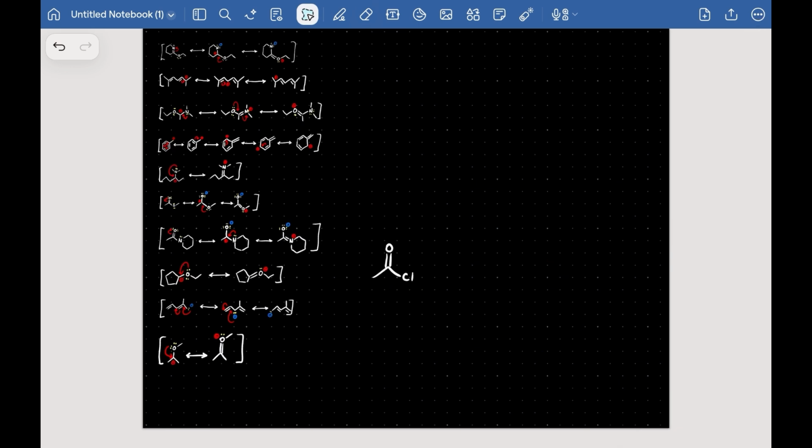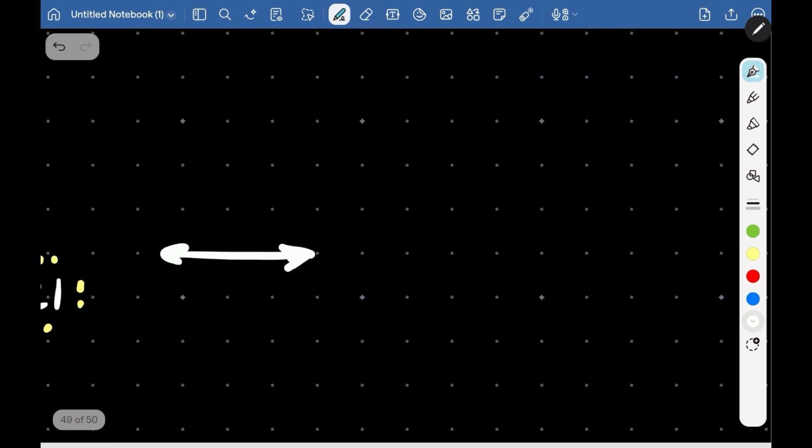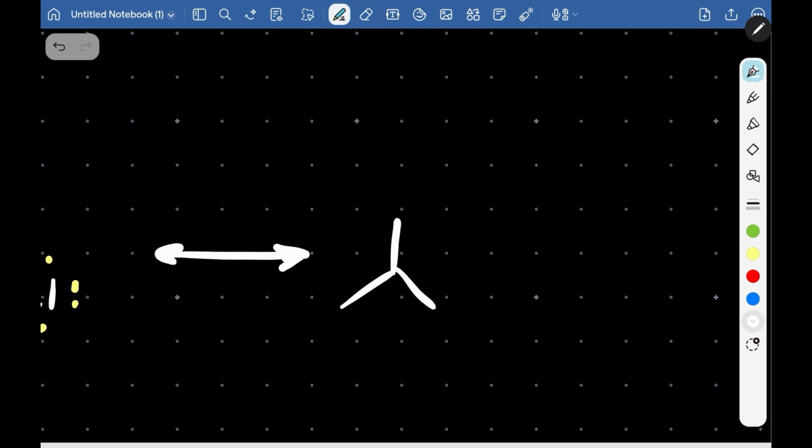The finale. It's going to be like this. We draw all the lone pairs, and the halide has a lot of lone pairs. There are 3 of those, so we can move one up here. There we go, and then it will turn into this. So a lot of electron partying.